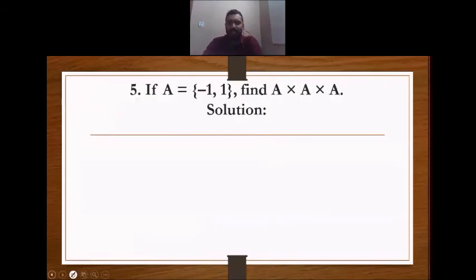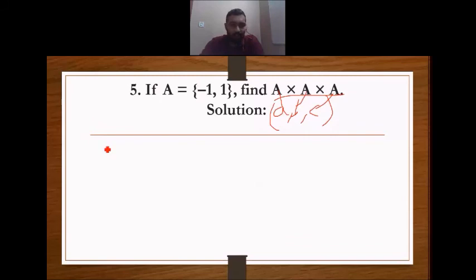Next, the last question. This is one note which I had in the remarks. Fourth note: if A equals {-1, 1}, find A cross A cross A. What is A cross A cross A? It is nothing but a triplet (a, b, c), where the first element belongs to the first set, the second element belongs to the second set, and the third element belongs to the third set.